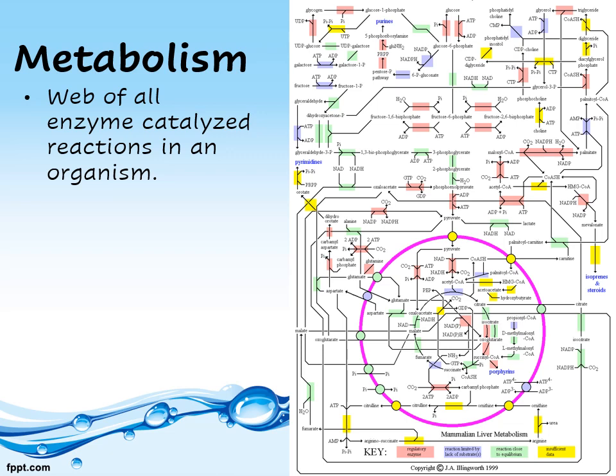All right, so let's go back to our main idea for today. Our essential understanding is that metabolism is the web of all enzyme catalyzed reactions in an organism. So for us living things, these processes happen because of this web of chemical reactions. This map that looks kind of like a subway map from New York City is actually a map of lots of chemical reactions.